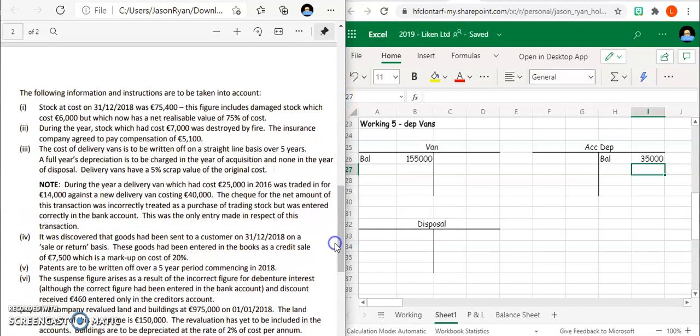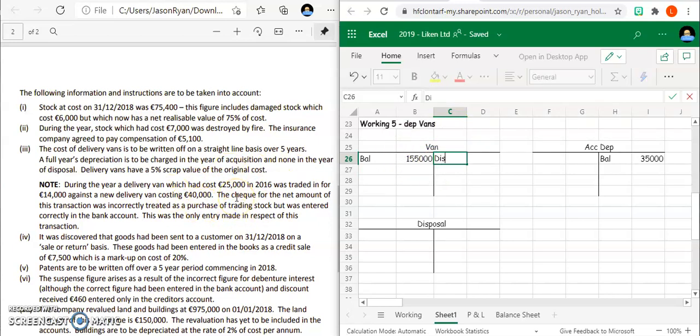In the question then it tells us that during the year a delivery van which cost 25,000 in 2016 was traded in for 14,000 against a new van costing 40,000. So we got rid of a van of 25,000. We need to reduce our vans by 25,000 because we don't have that anymore, and that goes into your disposal. So you're going to credit your van account with 25,000. You're going to debit your disposal account with 25,000.